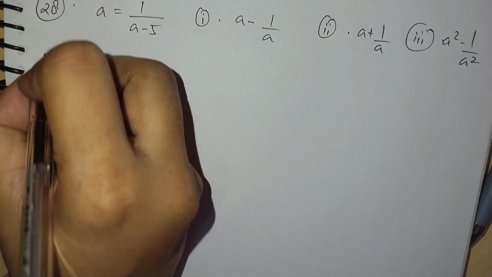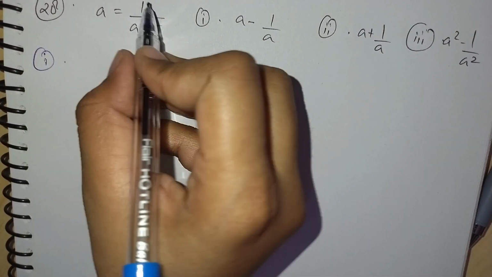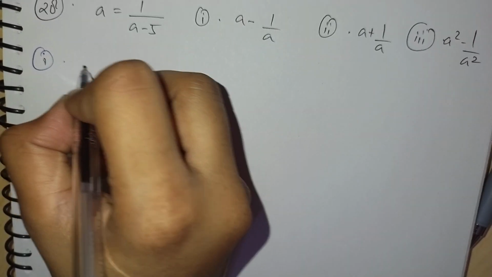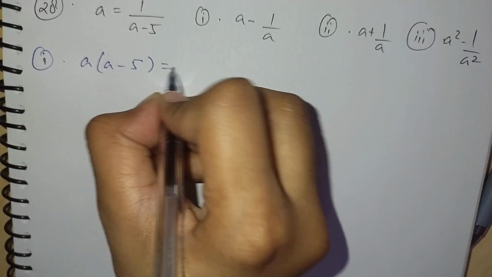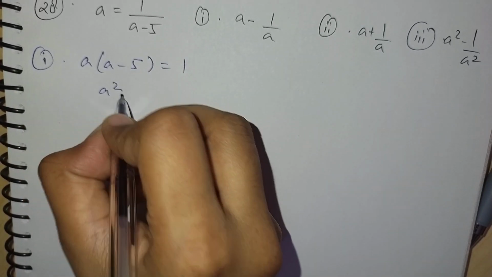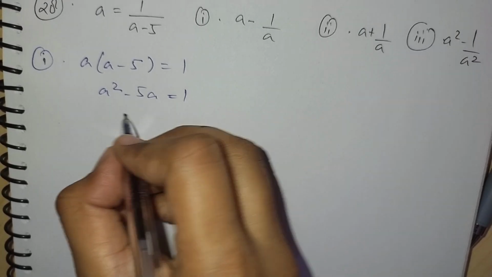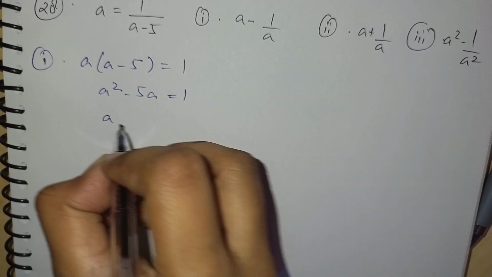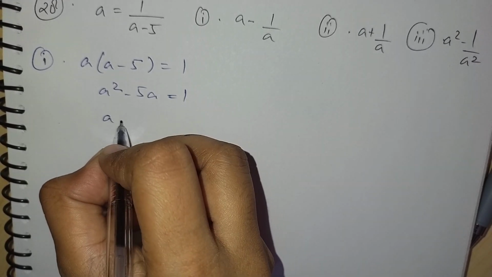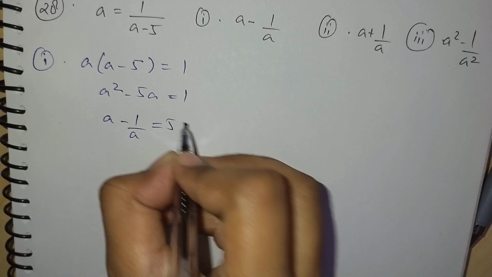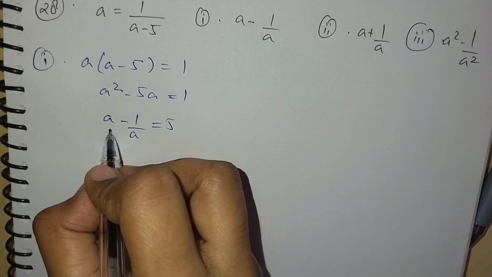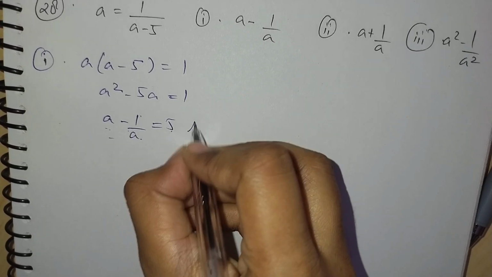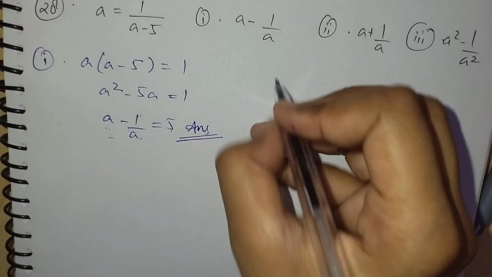So for solving this first part, we can write this as a into a minus 5 equal to 1. So a square minus 5a equal to 1. So we will divide this by a. We will get a minus 1 by a equal to 5. This we will use, so this is the answer of the first part, a minus 1 by a equal to 5.